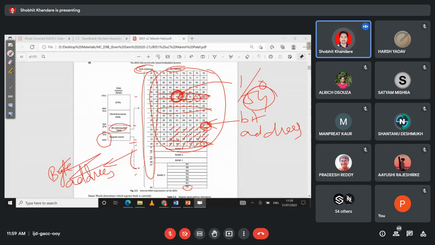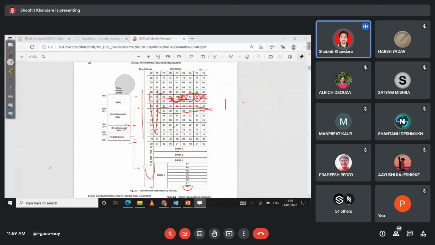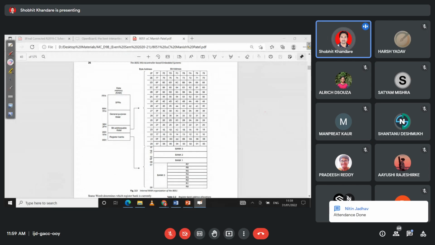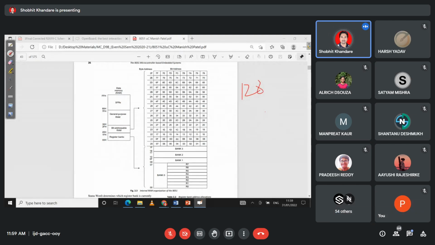So this is called bit address and byte address. This is the difference between the bit address and the byte address. Okay. Now again come back. You have told me that your internal RAM is of 128 bytes.